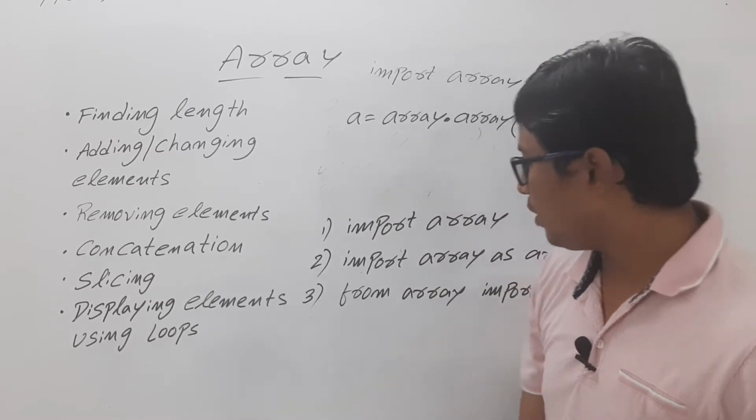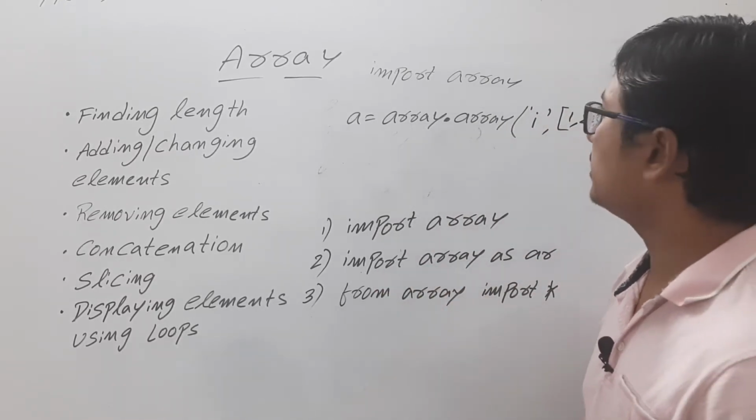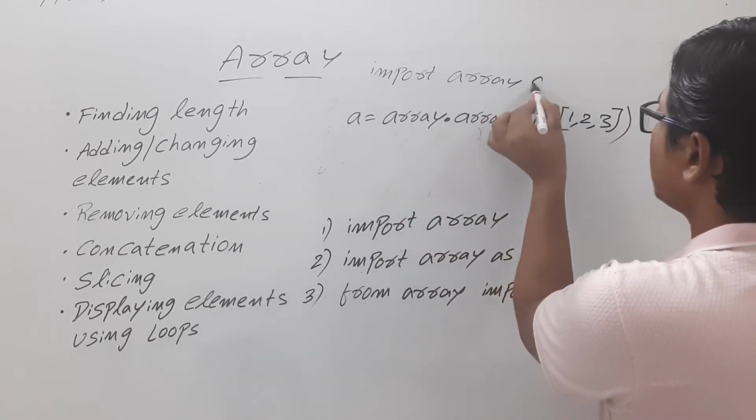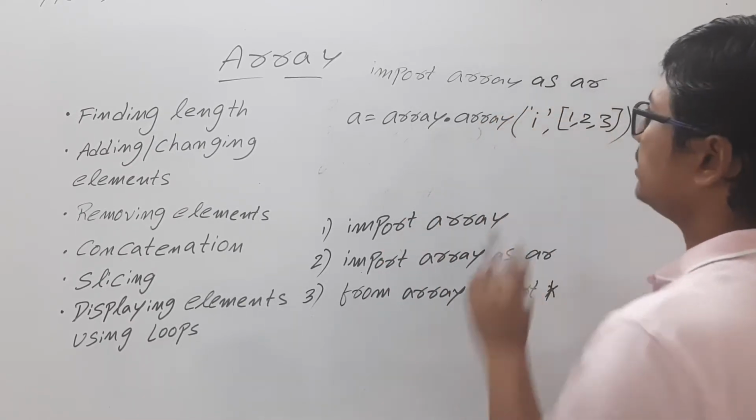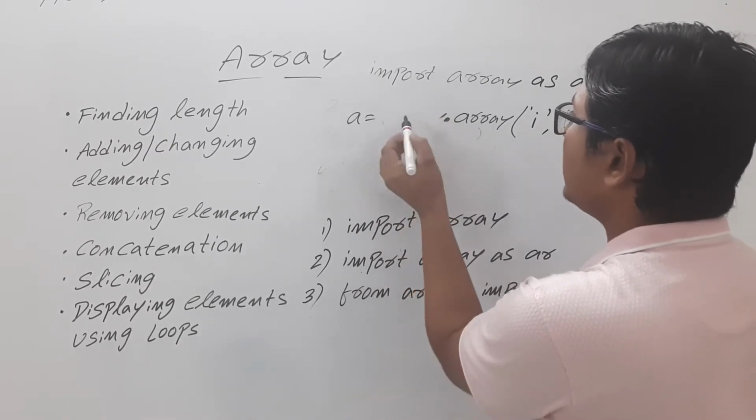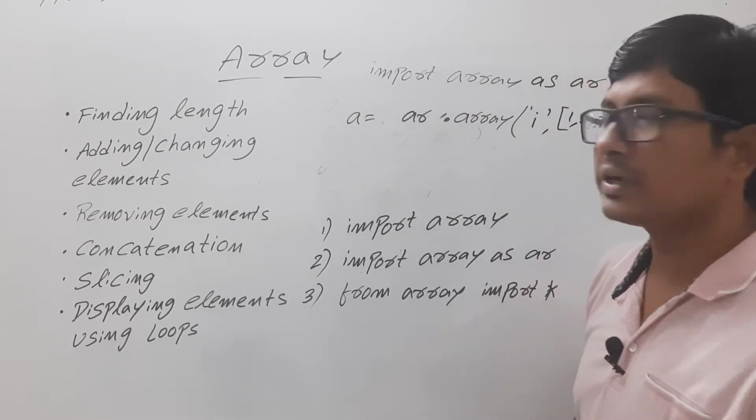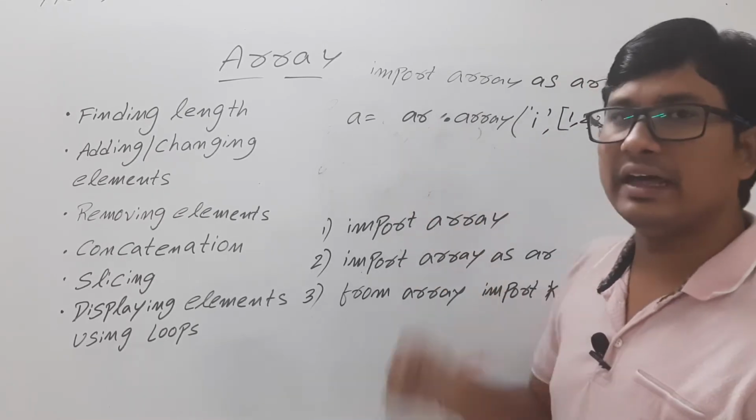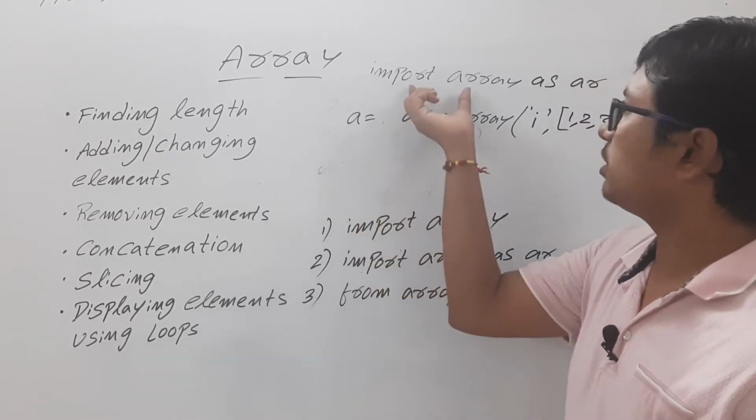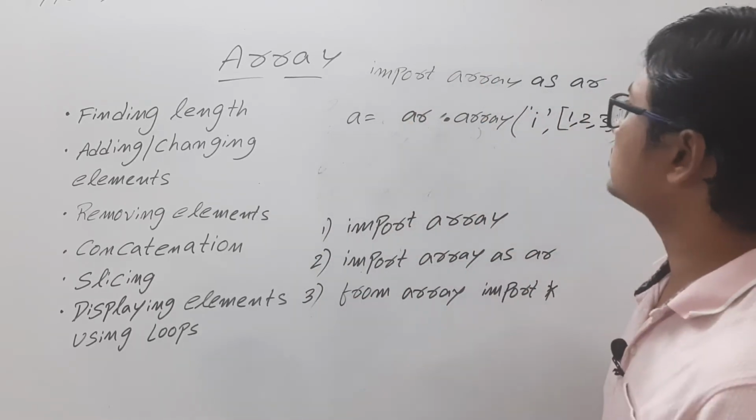Is it clear? Now let me discuss the second way. If you are importing using the alias, let me write here as AR. Here, instead of array, you can write the alias name AR. This is the second way you can create the array in Python if you are importing the array module using the alias. Now let me discuss the third way.